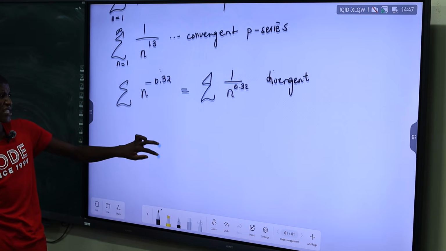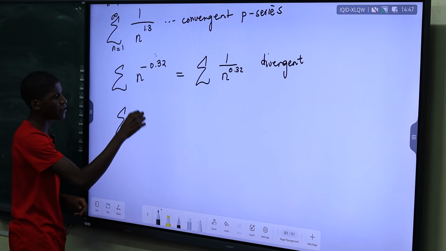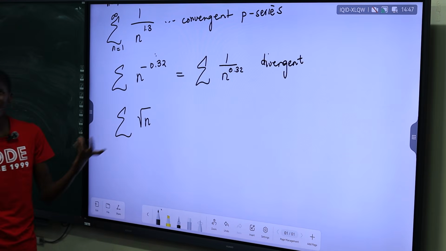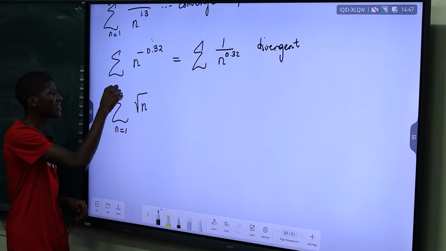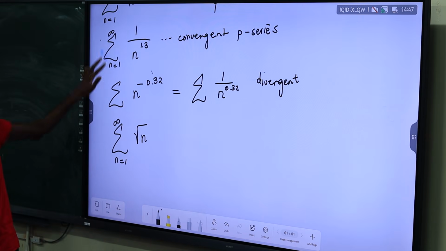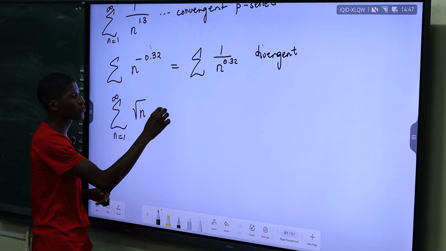Nothing much about it. What about this one? Let's say the p series given by the square root of n. So is this a p series? If we want to express it as an actual p series in this format, 1 over n to the power of p, what will the square root of n be equal to?